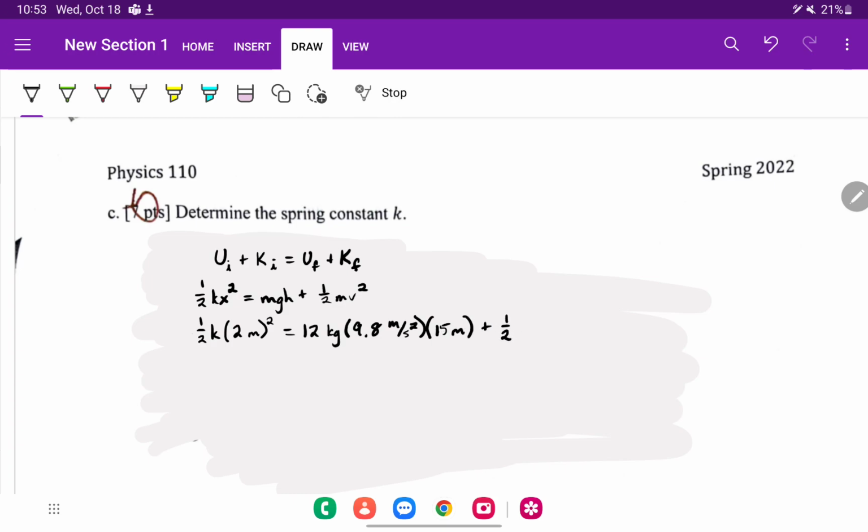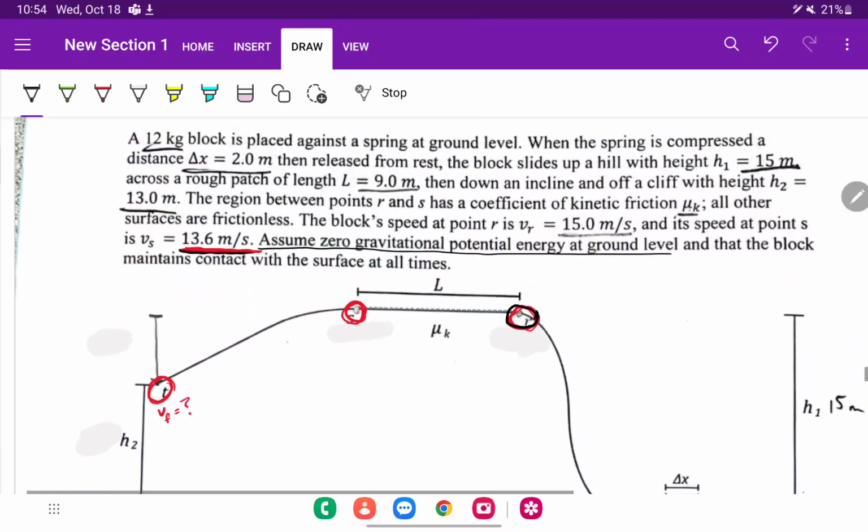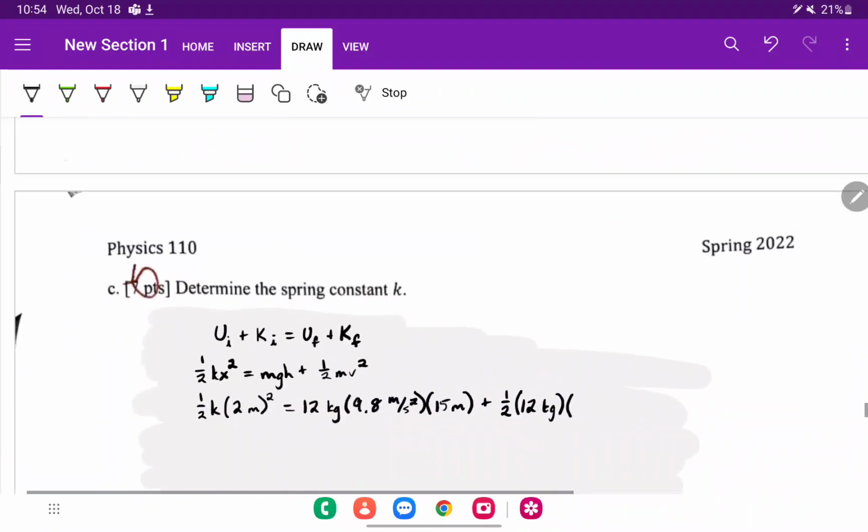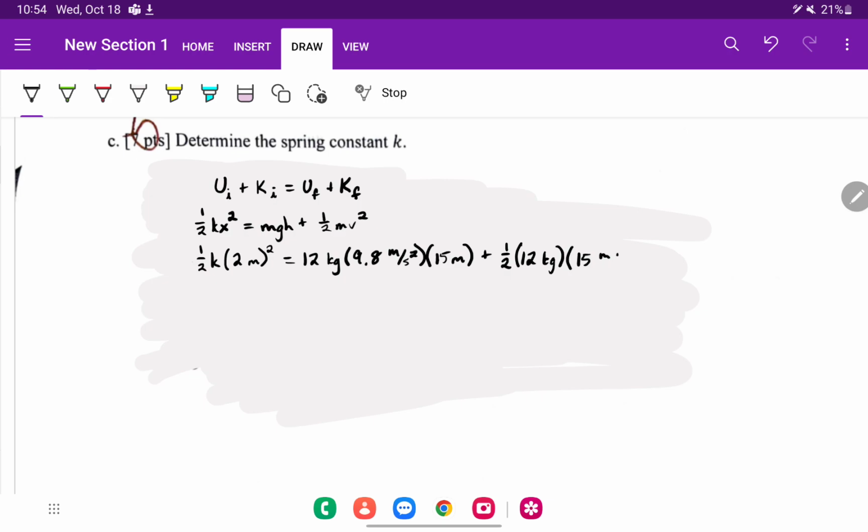Okay, now for our kinetic, we have 1/2 mass, 12 kilograms, times v squared. Our velocity at point R is given as 15 meters per second, and that's going to be squared. So again, we have a ton of numbers and just one unknown, so we can solve for K. So I get 12 times 9.8 times 15 plus 0.5 times 12 times 15 squared.